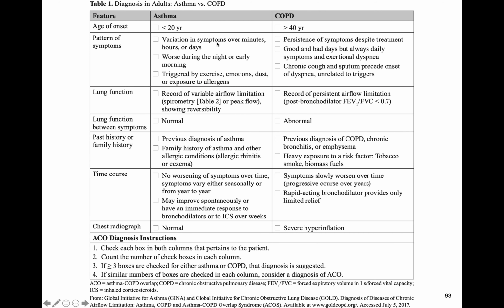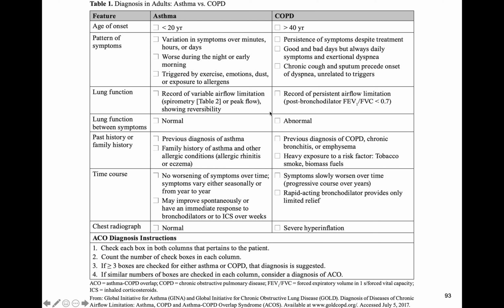Here's kind of a diagnosis chart. Asthma typically presents in the younger, COPD older, probably with the biggest driving factor being smoking, and certainly secondhand smoke, or if you're in any kind of industry where you inhale toxins that can cause COPD. There's variation in asthma, and it's usually triggered by things. In COPD, it's kind of a waxing and waning. You can do a lung flow test, right? Pulmonary function test.